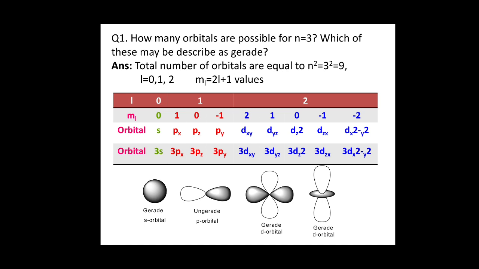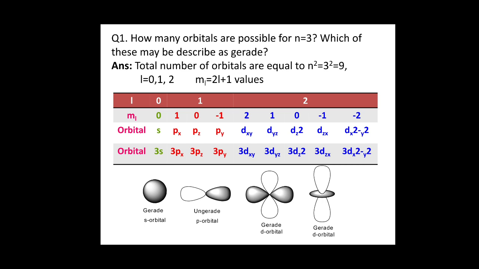What is the meaning of these terms? These are actually German words, and people use gerade for even and ungerade for odd. The atomic orbitals can be defined as either gerade or ungerade based on a symmetry property known as the center of inversion. If you have a center of inversion, then you call it gerade, and if you do not have a center of inversion, then you say ungerade.